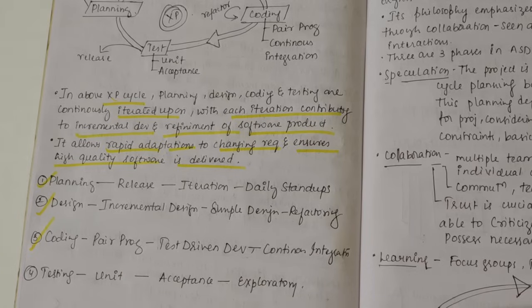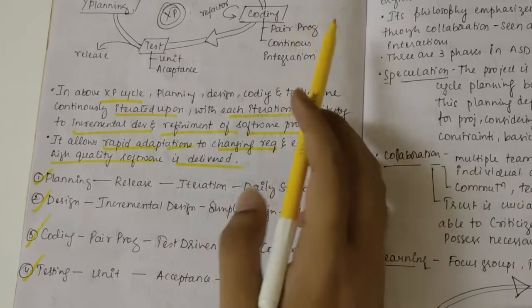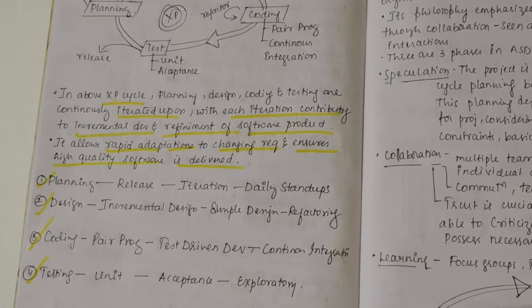Then we have continuous integration. In continuous integration, code changes are integrated frequently in a shared repository with automated builds and tests executed to detect integration issues early, at the initial stage itself. So this coding is done through pair programming and continuous integration. Then coming to the fourth activity, we have testing.